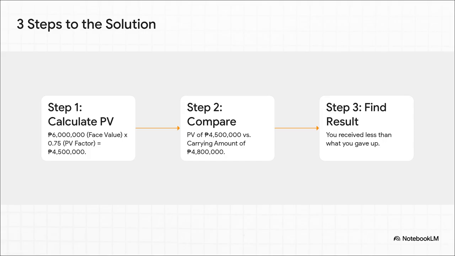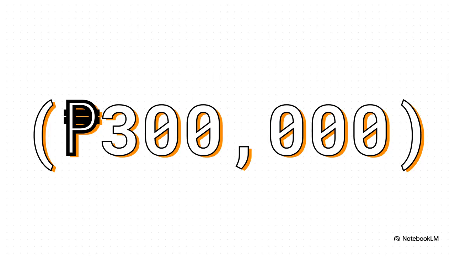Step 1, find the true sales price. We take that future 6 million and multiply it by our 0.75 factor. Bam! That note is only worth 4.5 million today. Step 2, compare. What did we get versus what did we give up? We got something worth 4.5 million, but gave up an asset worth 4.8 million. Step 3, well, you can see where this is going. And there it is, the solution to our puzzle.